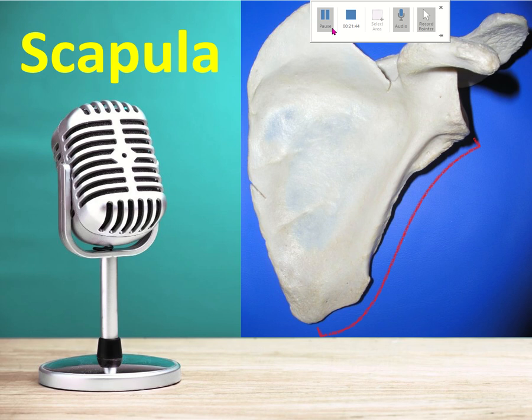It may be connected to the cervical part of the vertebral column by a fibrous, cartilaginous, or bony bar called the omovertebral body. An attempt to bring down the scapula by a surgical procedure may cause injury to the brachial plexus. So this is all about the scapula.